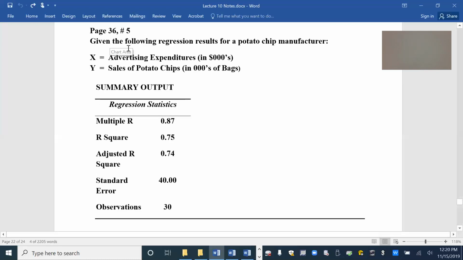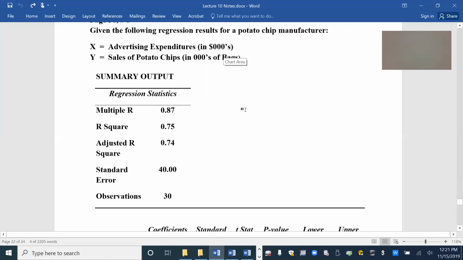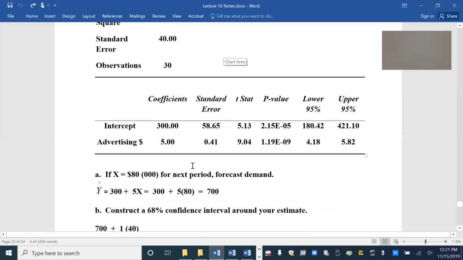Our example is, let X be advertising expenditures in thousands of bucks, and let Y be the sales of potato chips in thousands of bags. Let's just assume it's the little small bag that sells for like $1 each. So I want to predict sales. It's a small little company, a little designer potato chip. I run regression, and here's the regression result.